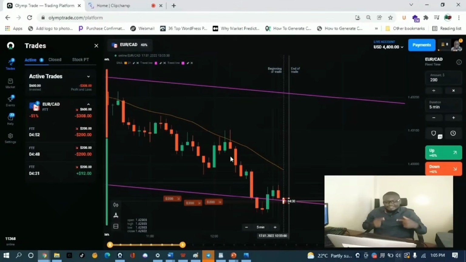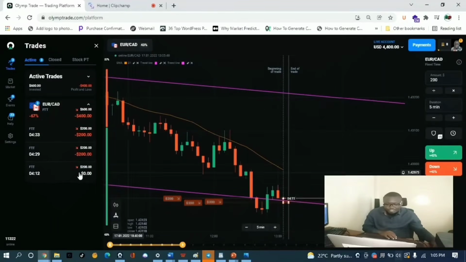Okay, so I have 3 trades, and I've placed my trades based on 2 things. One, this bearish engulfing candlestick pattern that has just formed here, and two, the direction that the SMA is facing this particular time. So let's wait for it and see what happens in the next 4 minutes.